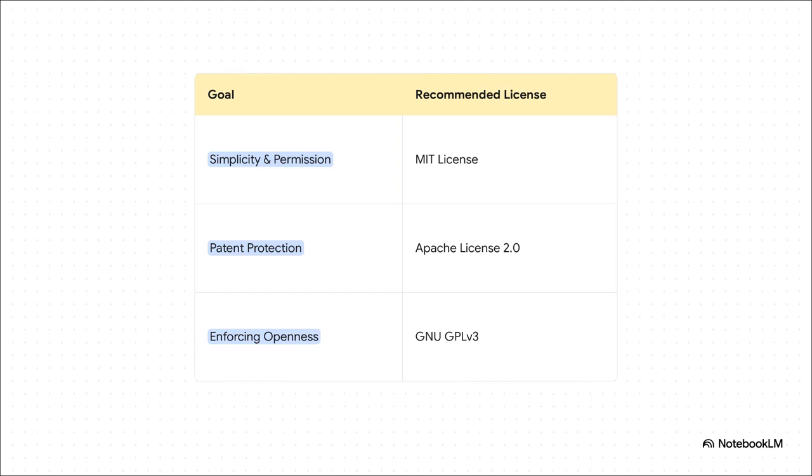So here's a quick cheat sheet. If your goal is just pure, simple permission, you want anyone and everyone to use your code for anything, no strings attached, then the MIT license is your best friend. It's the default for a reason. Now, what if you're working on something bigger and you're concerned about patents? That's where the Apache 2.0 license shines, offering explicit protection. And finally, if you're a true believer in the share and share alike philosophy and you want to ensure your work always stays open, then GPL v3 is your champion.